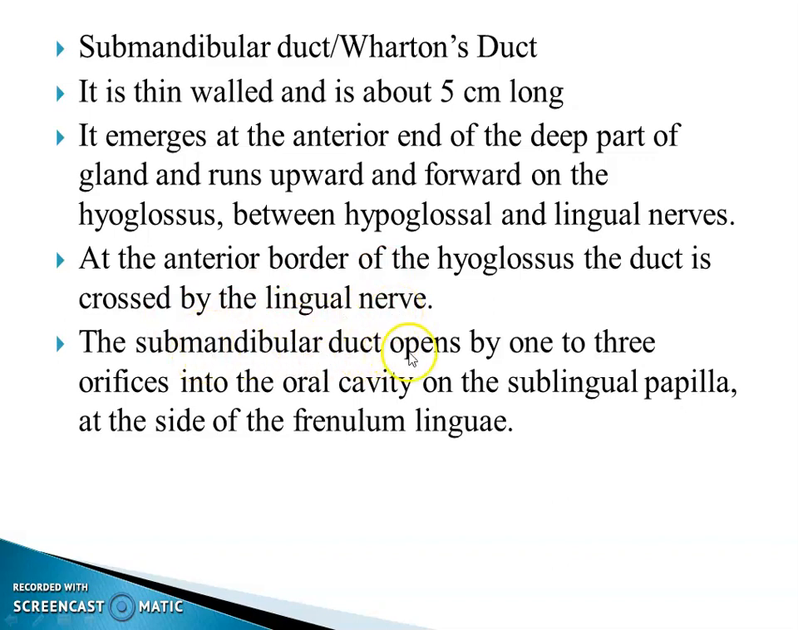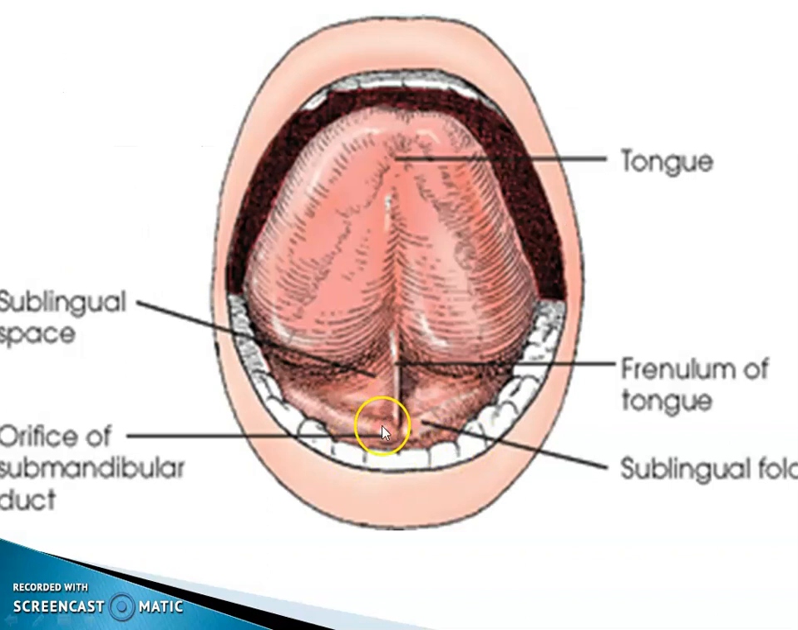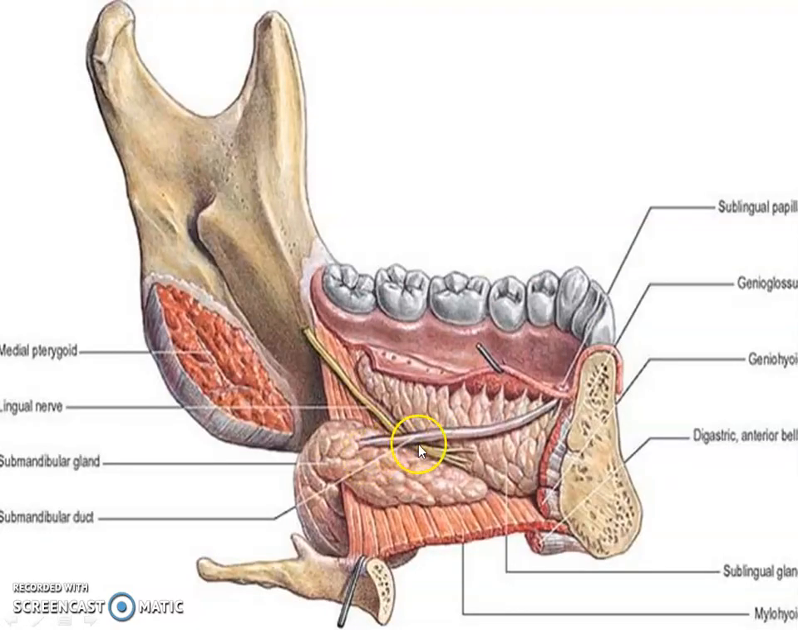The submandibular duct opens by 1 to 3 orifices into the oral cavity on the sublingual papillae at the side of the frenulum linguae. In this diagram we can see the opening of the submandibular or Wharton's duct. This is the frenulum of the tongue. This is the submandibular duct, which arises from the anterior aspect of the deep process of this submandibular gland.